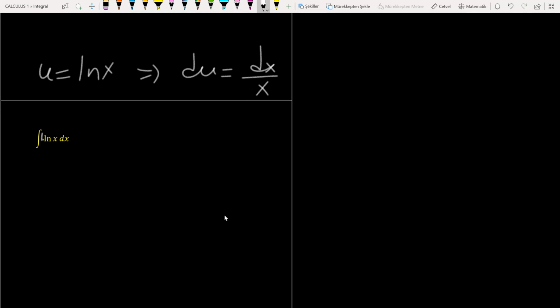So the rest is dv. What is the rest? The rest is dx. So the rest is dv. If you integrate, you have v, which is x.